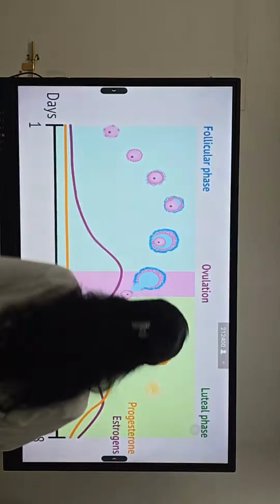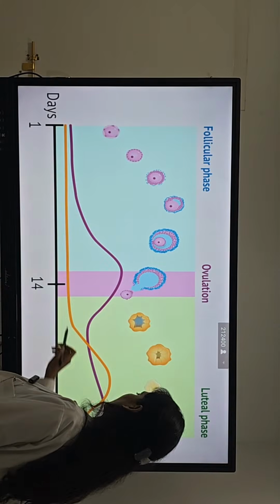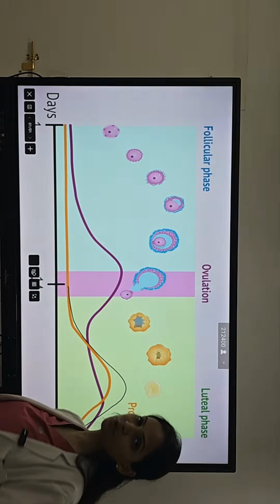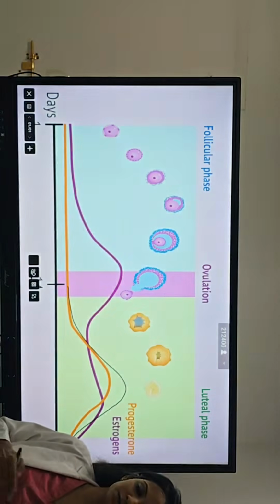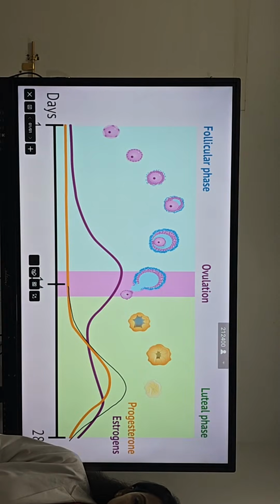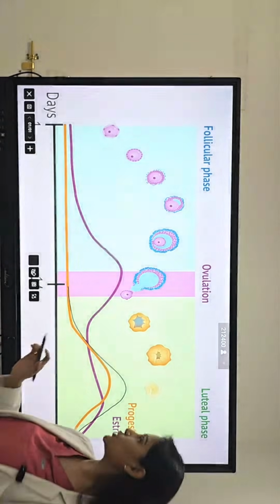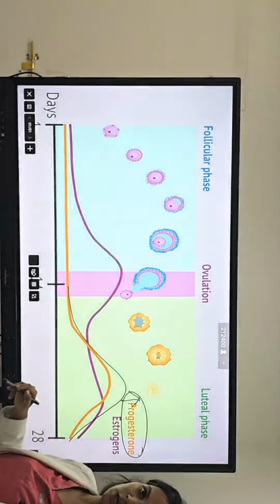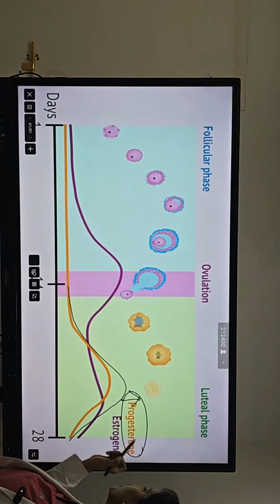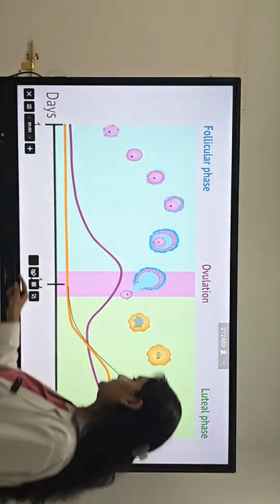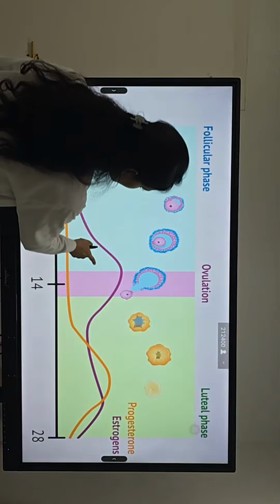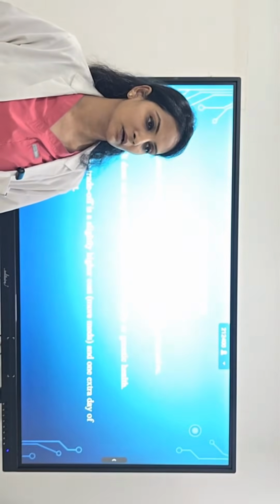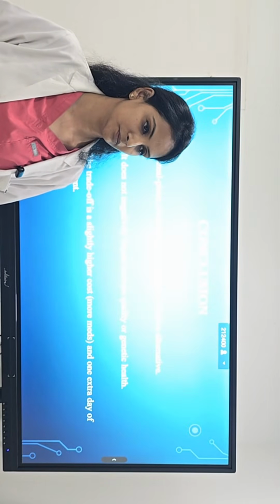We can see the progesterone level is higher in the luteal phase. If progesterone is high, LH will not increase. If LH does not increase, there is no ovulation. So this raised progesterone helps us to block ovulation. That means you don't fear a premature LH surge, or you don't require a GnRH antagonist.